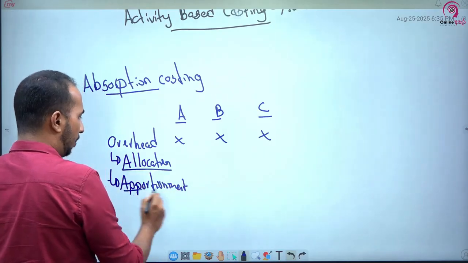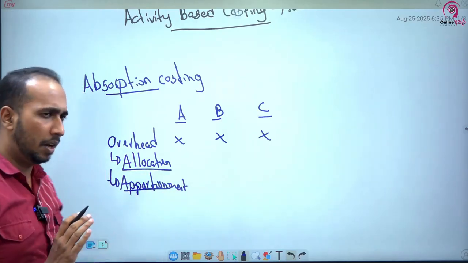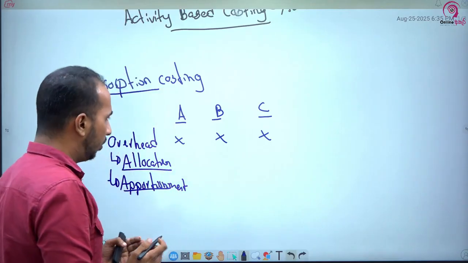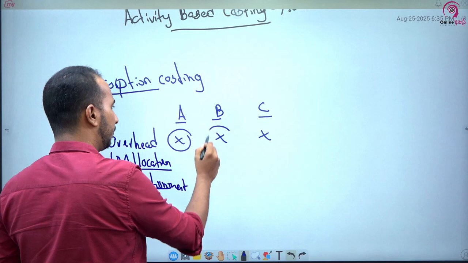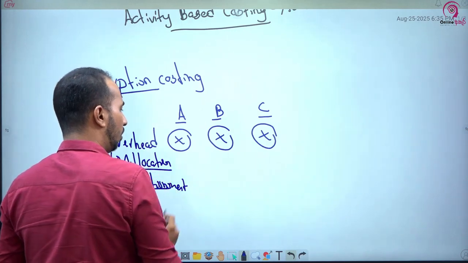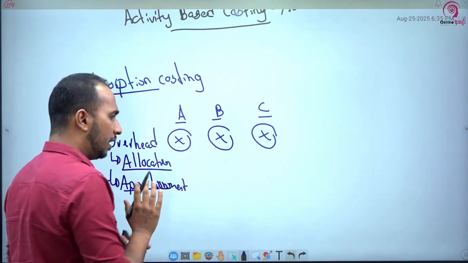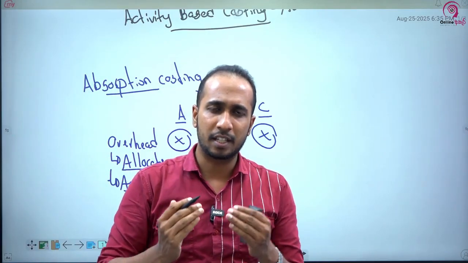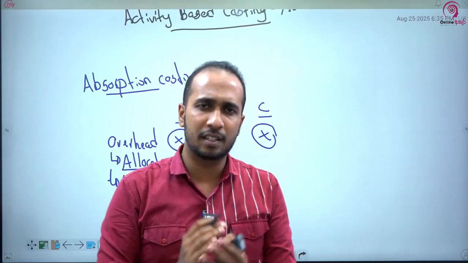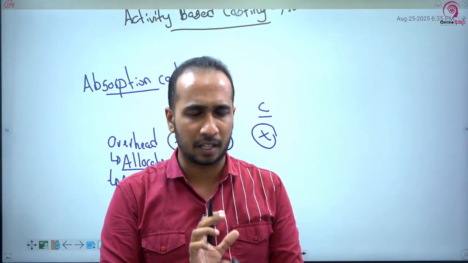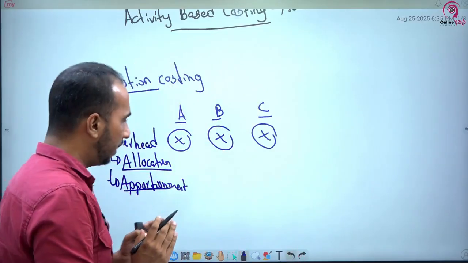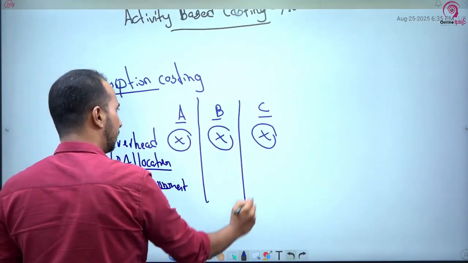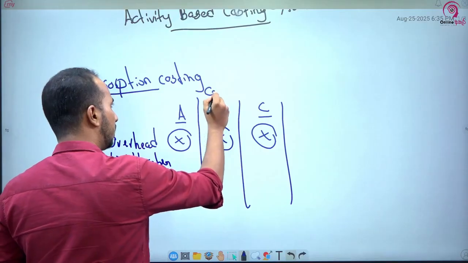In absorption costing, you had cost centers, and you accumulated your overhead to these cost centers. Now think there are three cost centers, A, B, C, in your organization. Overhead means we are incurring these expenses in general, and we cannot trace these expenses to a particular product. Therefore, we call this overhead. So these overheads are accumulated to each of the cost centers of the organization.